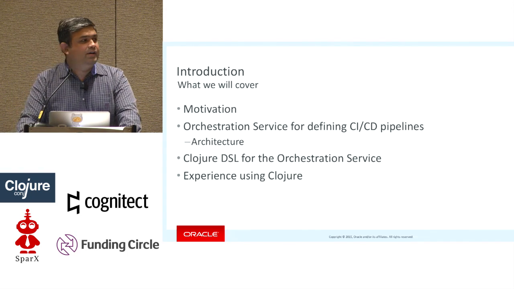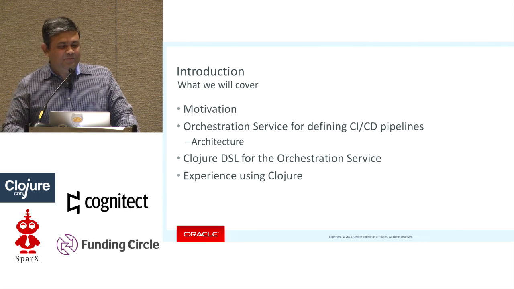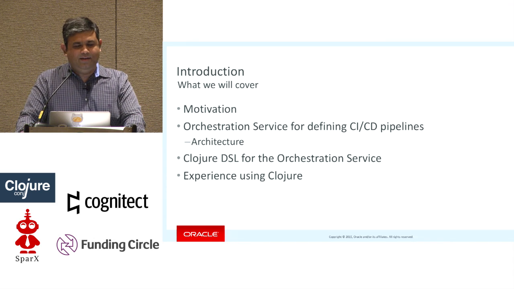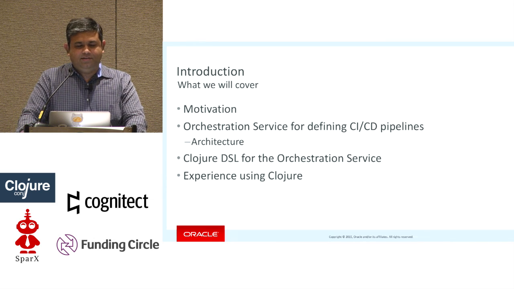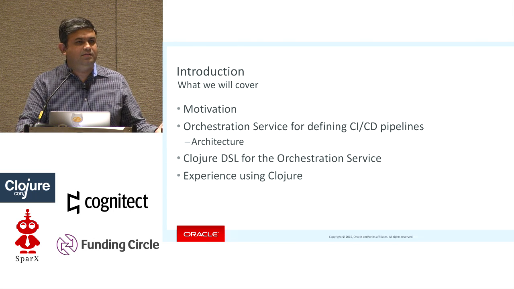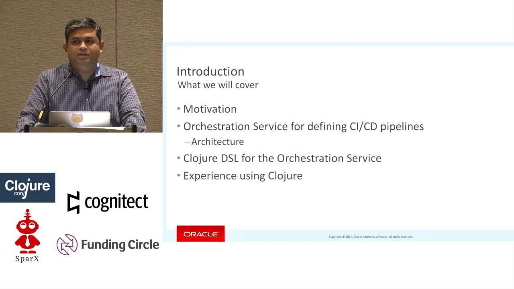And I'll quickly go through the introduction. So we'll go through the motivation of why we did this particular thing. There's a detail about orchestration service for defining the CI/CD pipelines that we'll go through. We'll discuss the architecture a little bit. And then Rohit will discuss the more specific details about the DSL and what our experience has been in terms of just using Clojure in general.